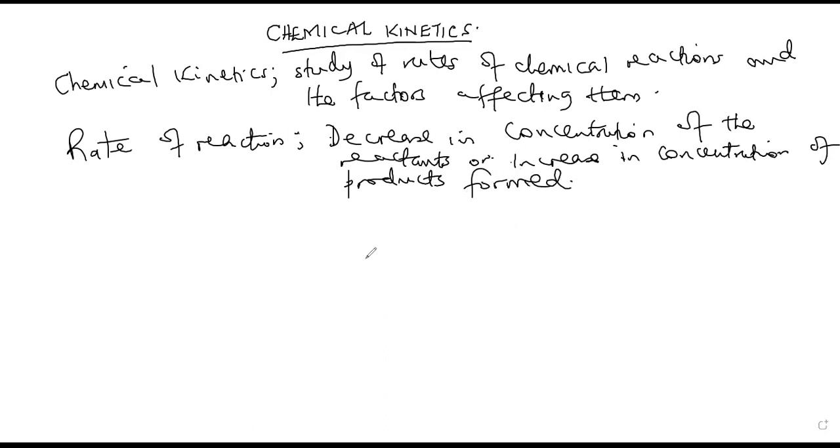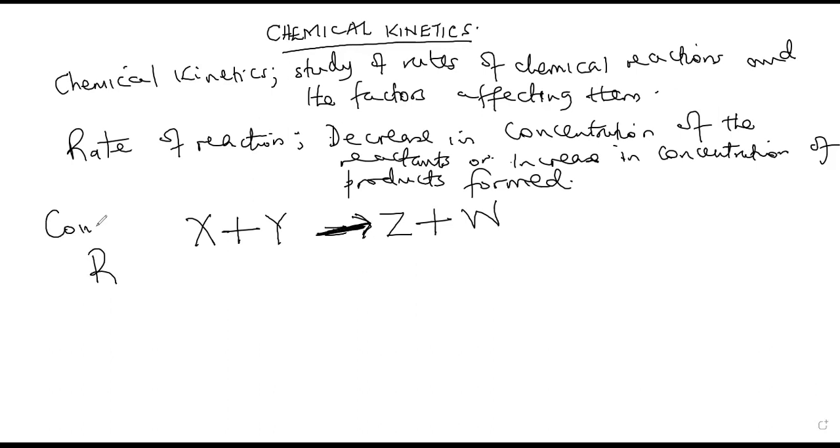I'm going to consider a case whereby I consider the equation X plus Y equals Z plus maybe W. I'm having this chemical reaction. This reaction of X plus Y is giving me Z. What does it mean? Remember from the definition, consider this reaction, X plus Y giving us Z plus W.